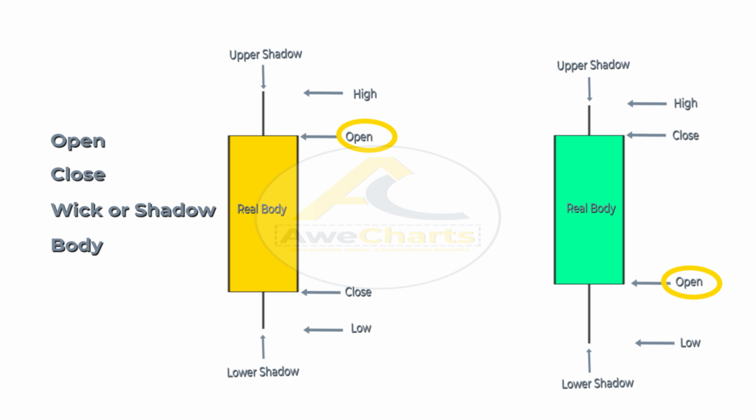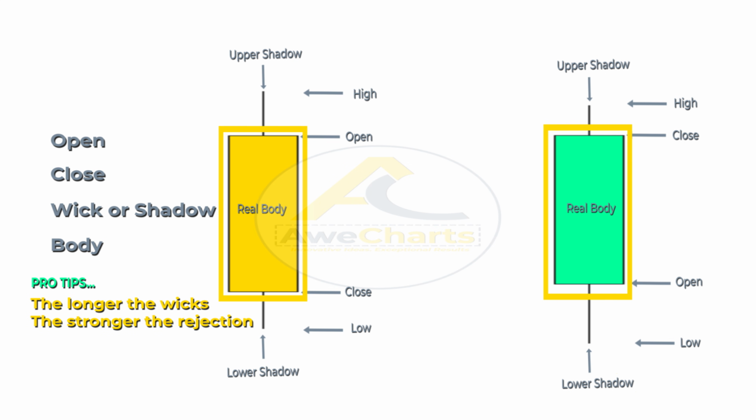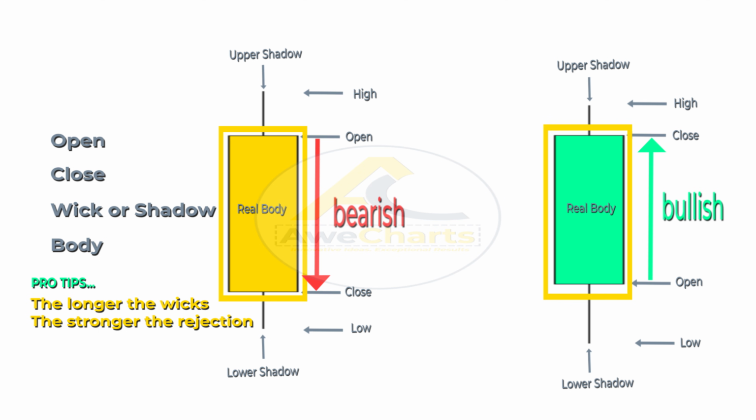Open. This is the market price when the candle starts. Close. The price when the candle ends. Wicks or shadows. The highest and the lowest price reached during the candle before it closed. Pro tip: the longer the wicks, the stronger the rejection. Body. The space between the open and close of the candle. If the candle closes higher than its opening price, it is bullish. If it closes lower, it is bearish. Got it? Cool. Now, let's dive into the patterns.